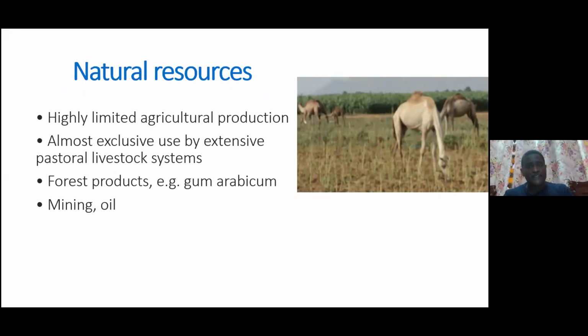Natural resources: highly limited agriculture production, and almost exclusive use by the extensive pastoral livestock system, and forest products such as gum arabic, and also mining. This is the natural resource effect on the pastoralists.